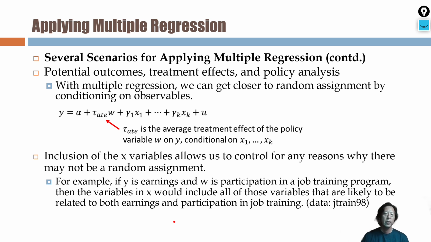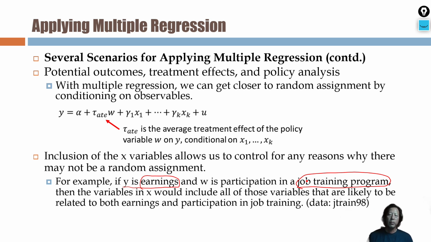The problem is if there are certain things. So here the example is like this. Let's say Y is the earning, how much earning you can have, and then job training program. If we do the job training program, I want to find out whether the job training program will increase the earning. What is the effect of this job training program?